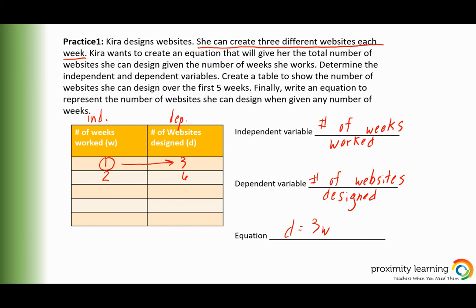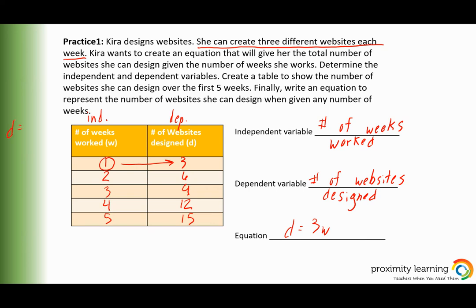So if she works 2 weeks, she should have 6 done. If she works 3 weeks, she should have 9 done. If she works 4 weeks, she should have 12 done. And if she works 5 weeks, she should have 15 done. And you're probably going, Mr. Reed, but you just wrote the numbers in the table. What mathematical craziness did you pull? Well, here's what I did.